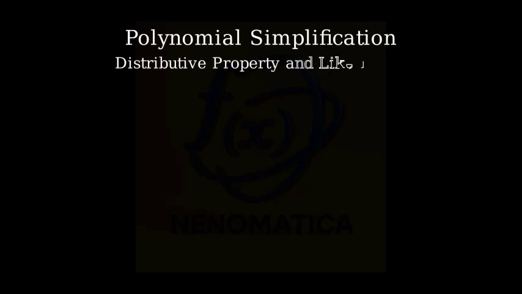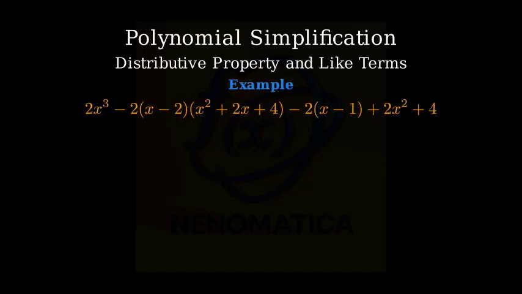Today, we'll work through a step-by-step solution of a polynomial expression and simplify it completely. Let's look at our example. We need to simplify the following expression: 2x cubed minus 2 times the quantity x minus 2 times the quantity x squared plus 2x plus 4 minus 2 times the quantity x minus 1 plus 2x squared plus 4.